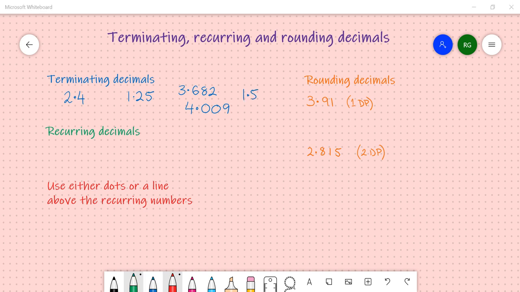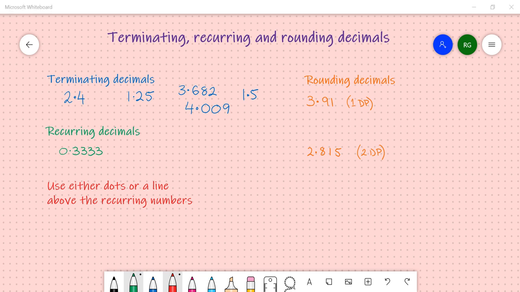A recurring decimal is one that goes on forever. For example, if you divide 1 by 3, you get an answer of 0.3333, and those threes go on forever. They never stop. Obviously, if you put it into a calculator, the calculator will have to stop at some point.